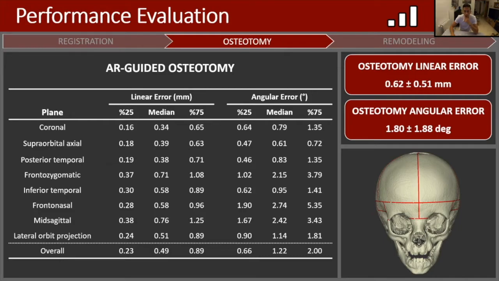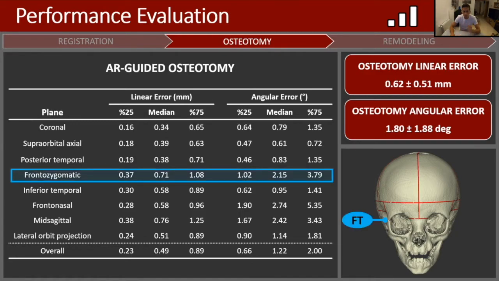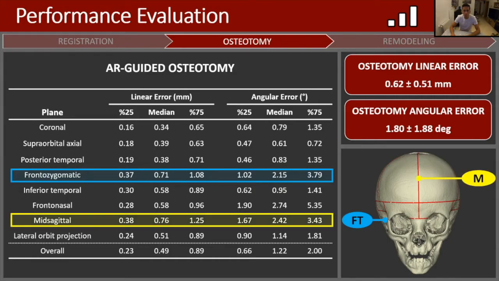Those cutting planes with the higher errors were the frontozygomatic plane, the mid-sagittal plane, and the frontonasal planes. These planes correspond to those osteotomy lines farther away from the augmented reality markers, and therefore a higher error was expected.